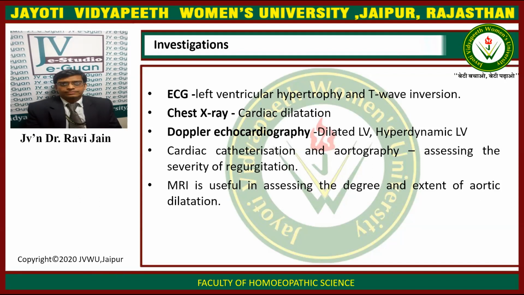I will again repeat the investigations. The ECG will show left ventricular hypertrophy and T-wave inversion. The chest X-ray will show cardiac dilatation. Doppler echocardiography will show a dilated left ventricle and hyperdynamic left ventricle. The cardiac catheterization and aortography will be done for assessing severity of regurgitation, and MRI is useful for assessing the degree and extent of aortic dilatation.